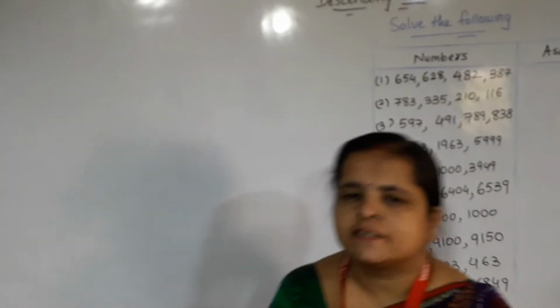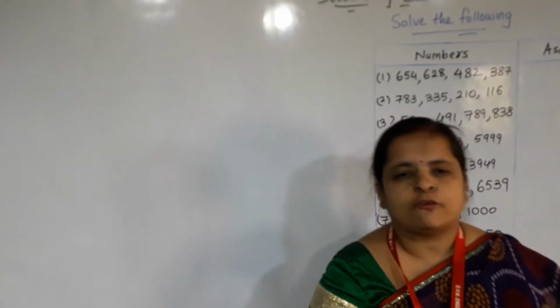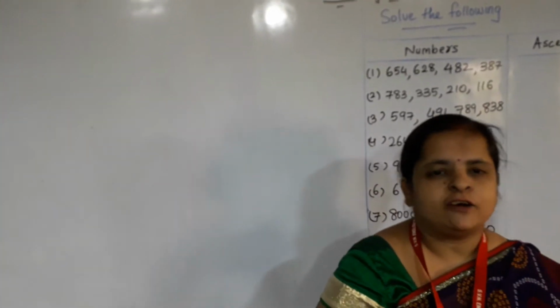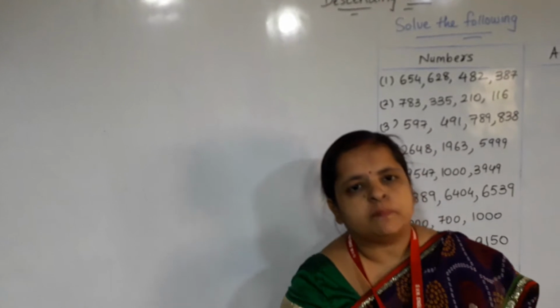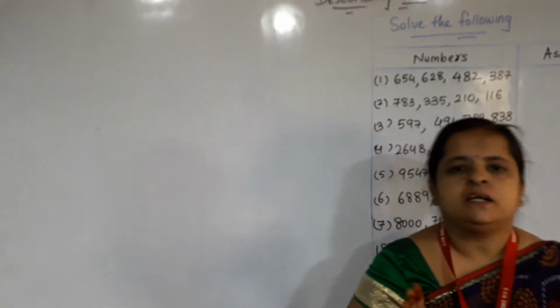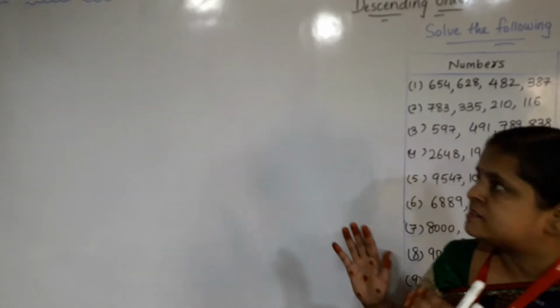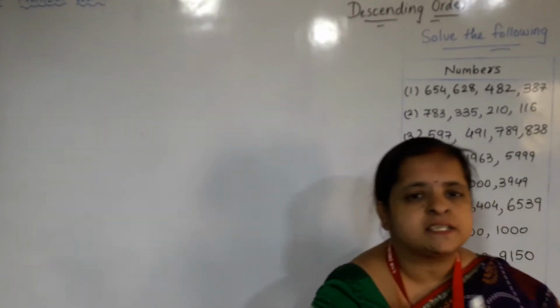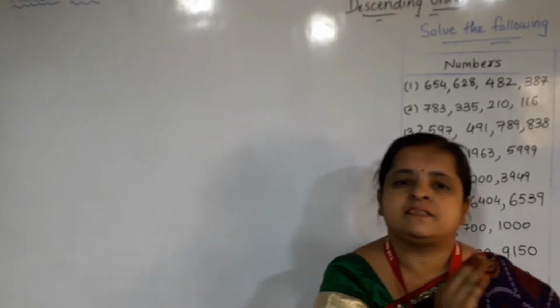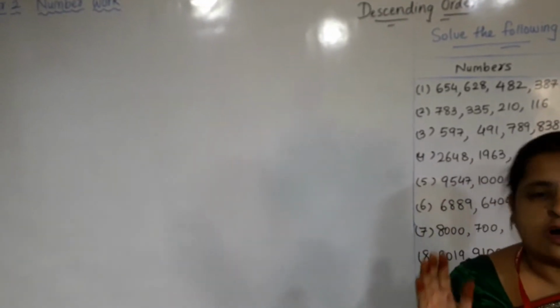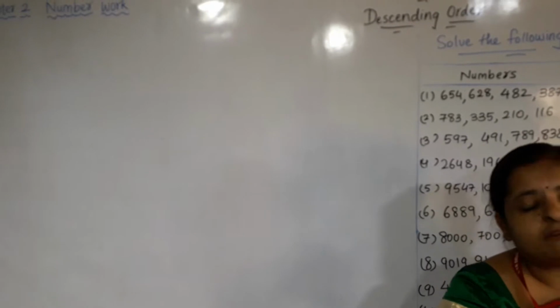Good morning students. Welcome to the class of maths and we are going to learn chapter 2, Number Book. We already did 3-digit and 4-digit number names in the last lecture, and in this lecture we are going to study ascending order and descending order. This is part 2 of Number Book. Let's start with the ascending order.